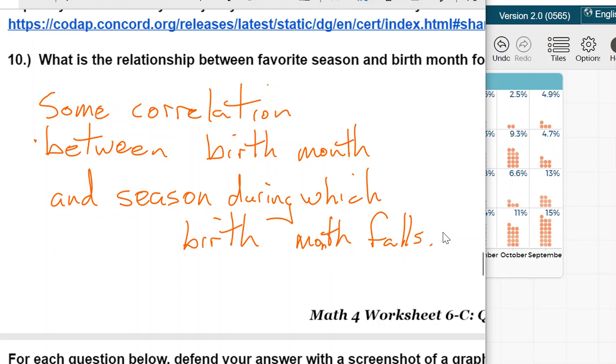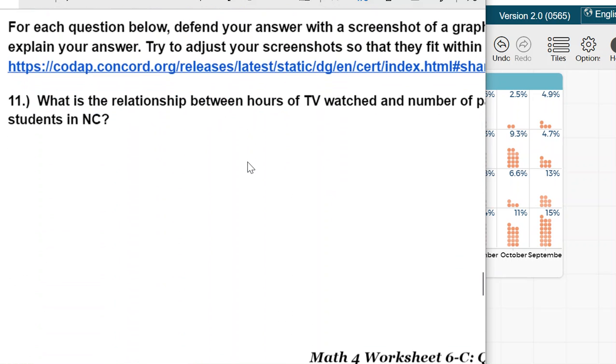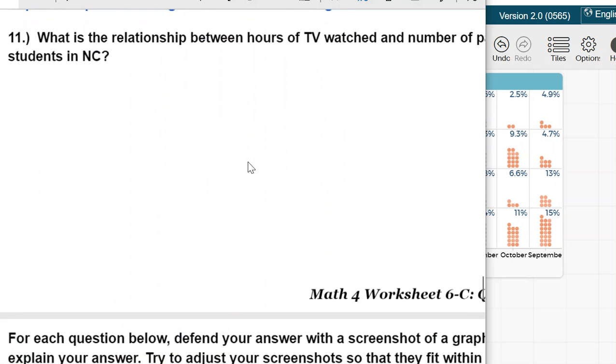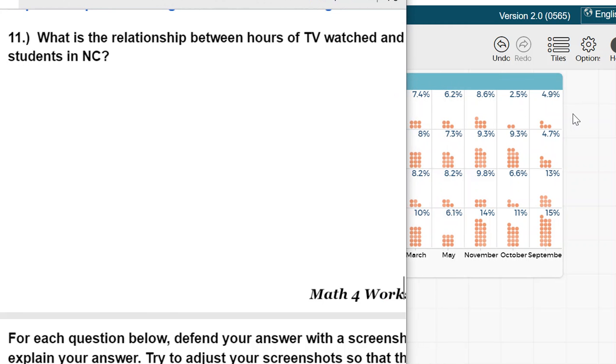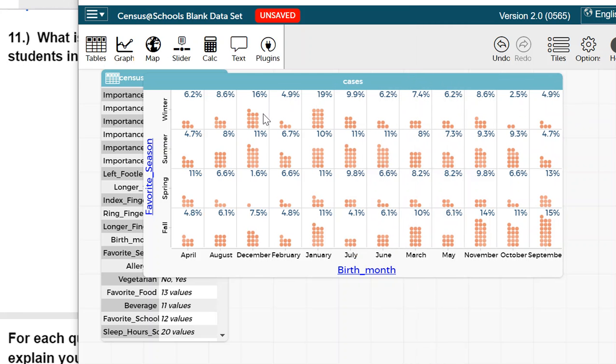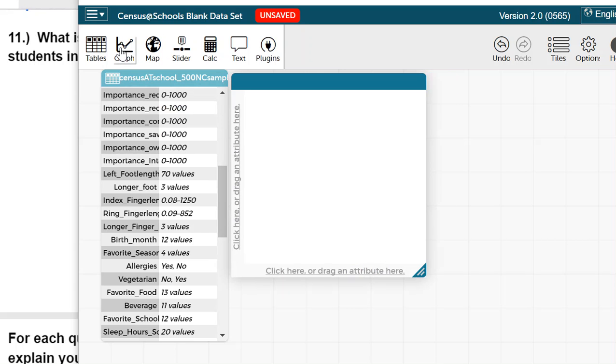All right, I'm on 40 minutes, so I need to go ahead and wrap this up. All right, relationship between hours of TV watched and number of paid work hours. Okay, so TV watched and, well, you can almost guess where that's going to go, but let's see what it looks like as a graph.